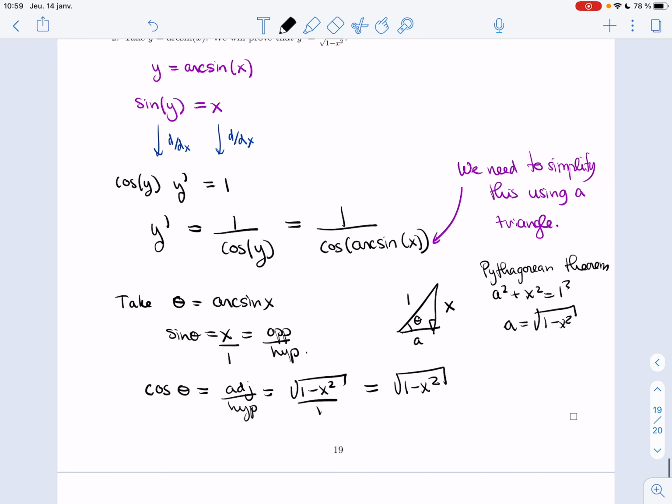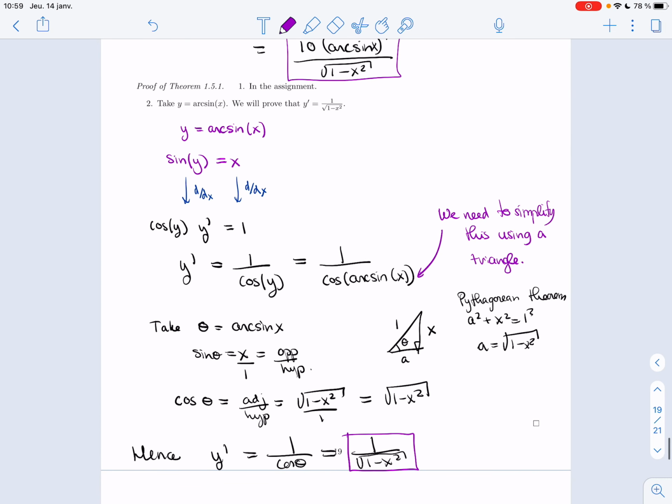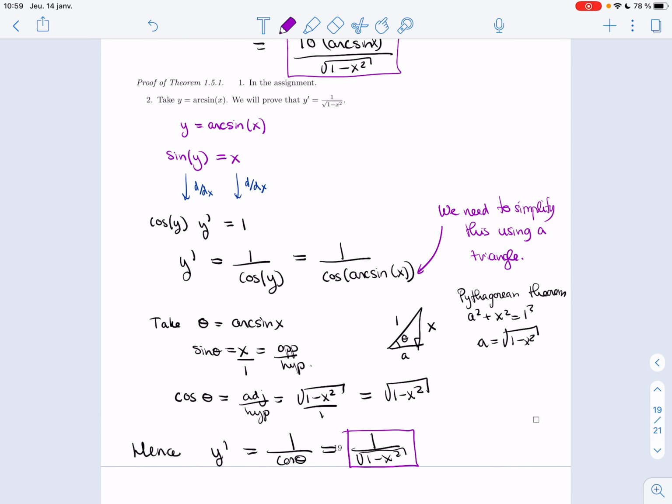Right, so let's go back to this part here. We had that y prime is 1 over cos theta. And so that's 1 over square root of 1 minus x squared. All right, so here's the proof. Make sure you understand it because you'll have to do something similar for arctan on the assignment.